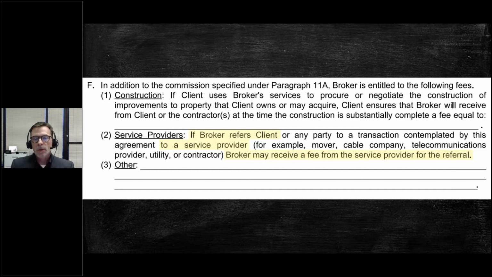F3, other. This is where you can handwrite in additional fees that you are able to negotiate with your client. This could be anything from a marketing fee to whatever else. I very, very rarely see anything written in that provision, but it's there and it is possible. Be very careful when you are drafting free-form language in a contract like this, that you don't fall into the practicing law without a license trap. So be careful with that provision.